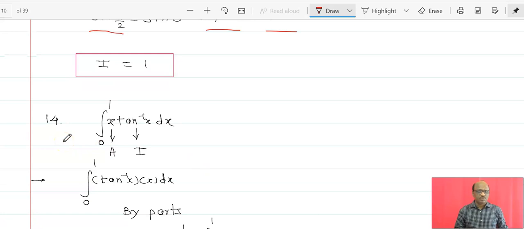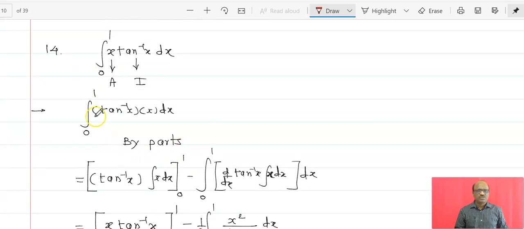Now the problem number 14. Integral 0 to 1 x tan inverse of x dx. x is algebraic, tan inverse of x is an inverse function. 0 to 1 tan inverse of x dx by parts.